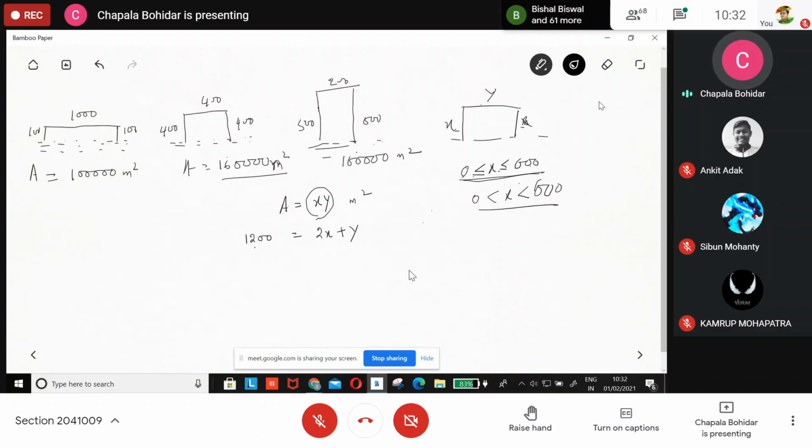I can write down like this. This line, clear to all of you? Yes, ma'am. Okay. So what is the condition given here? 1200 is equal to 2x plus y.